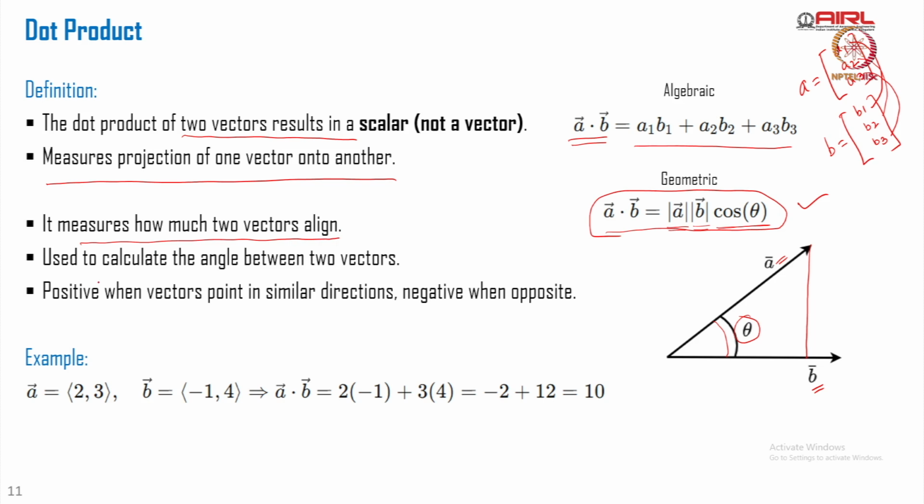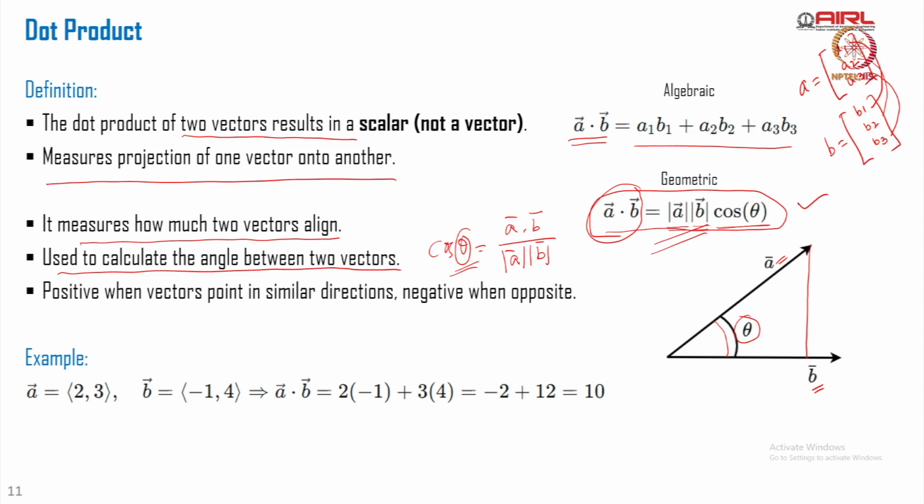This particular idea is used to calculate the angle between two vectors. If we know the dot product between two vectors, and if we know their magnitudes, then the cosine of the angle can be found with this formula, where cosine of theta becomes the dot product AB divided by magnitude of A into magnitude of B. So through that we can get the angle theta. That's how it helps to calculate the angle between two vectors.